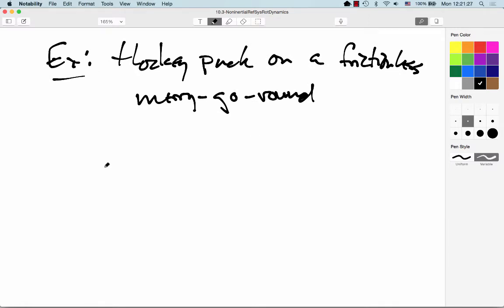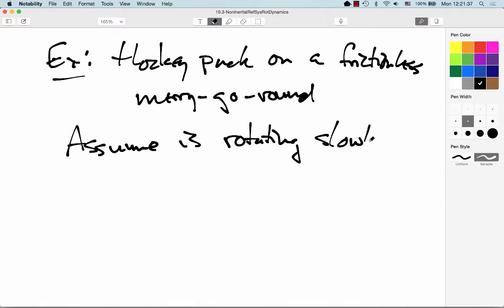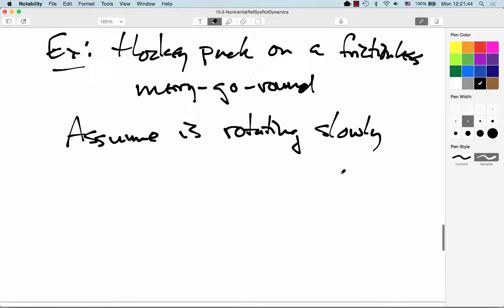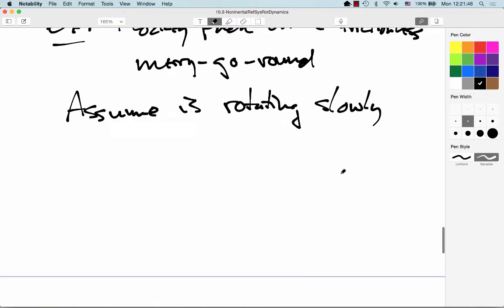So we'll assume that our turntable is rotating slowly. Otherwise, things get messy. So we can take a look at the trajectory after the puck receives some kicks.